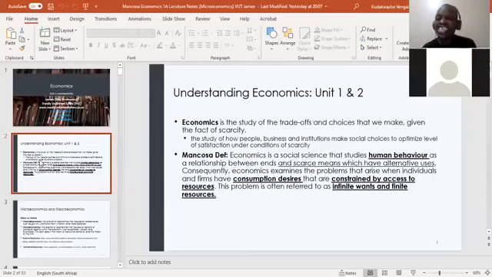We're going to define scarcity separately at a different platform. But for now, you need to know that economics is about two specific things: unlimited wants and scarcity. That's what economics is all about. The choices that we make as individuals are because there is scarcity, there are limitations, but we have unlimited wants. Now we're going to define the various aspects of that specific definition.